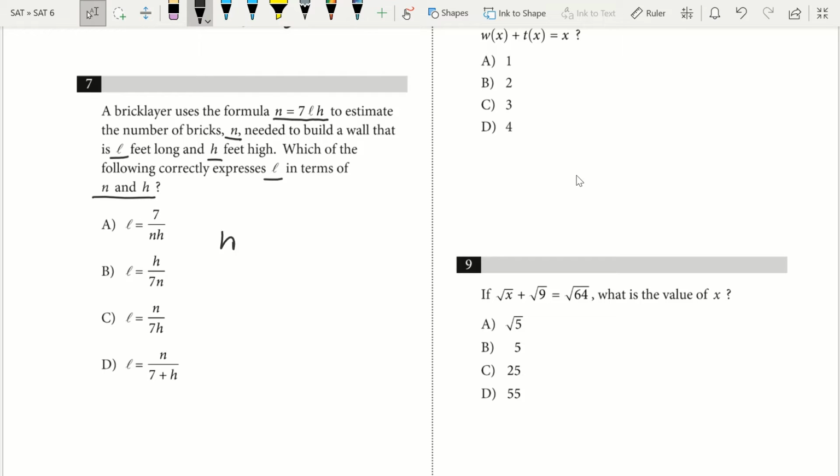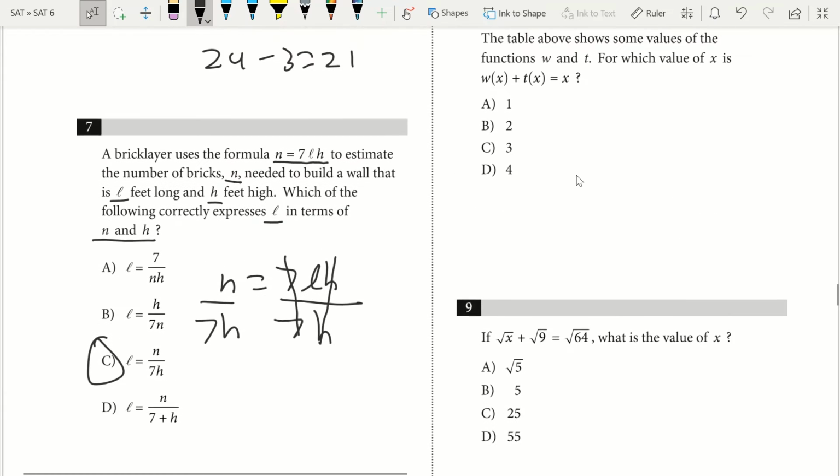Well, all we got to do here is we have to manipulate our equation so that we have what L equals, right? So we're going to go ahead and divide our right side and our left side by 7H so that we have L alone, and that's our answer right there. L will equal N divided by 7H, which will be answer choice C.